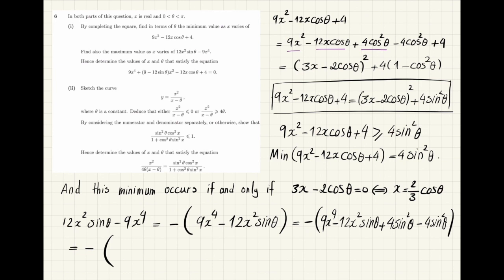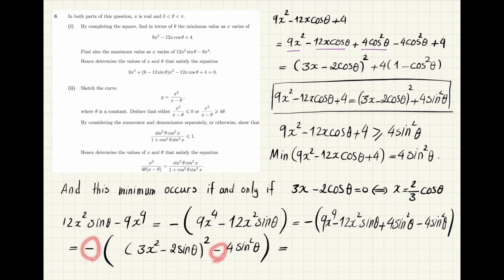Okay, and then you immediately realize that I can write it as negative. These three terms, this one and this one and that one, again can be written as a complete square. So I can write it as 3x squared minus 2 sine theta to the power of 2. Then I will have minus 4 sine to the power of 2 theta. Let us double check everything. This one to the power of 2 will give me 9x to the 4. 2 times the first one times the second one will give me exactly this term. And finally this term to the power of 2 will give me this.